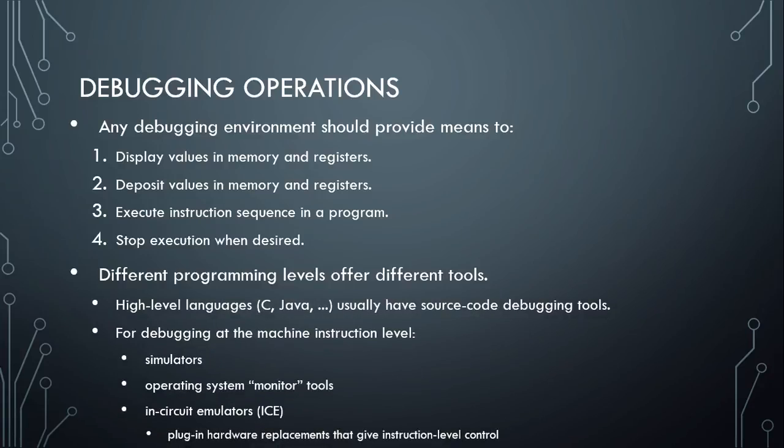Now, different programming levels offer different tools. High-level languages such as C, Java, C++, C#, all of those other ones usually have source code debugging tools. Like you'll use what's called an IDE, or integrated development environment, that will help you not only write your code but does things like on-the-fly compiling. So if you make a syntax error, it'll catch it for you.